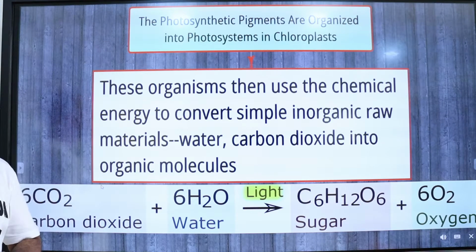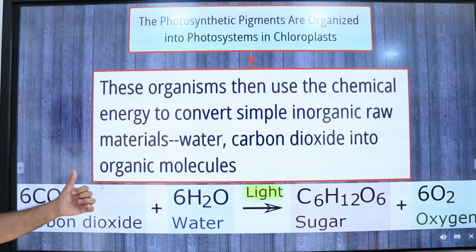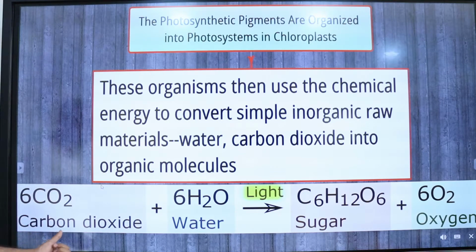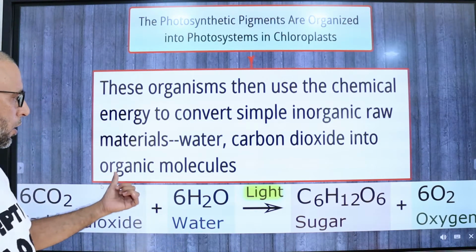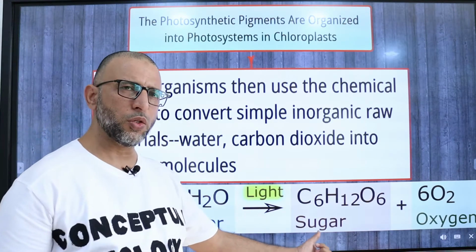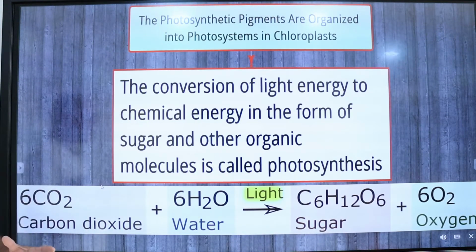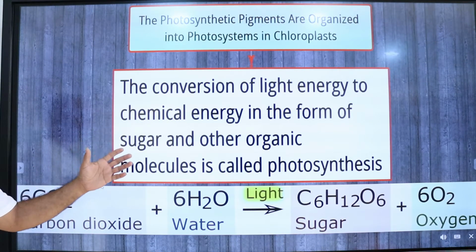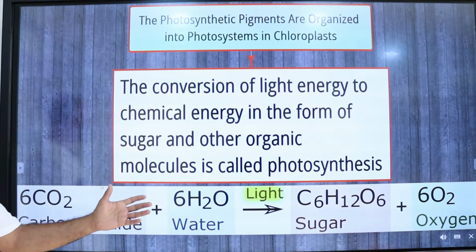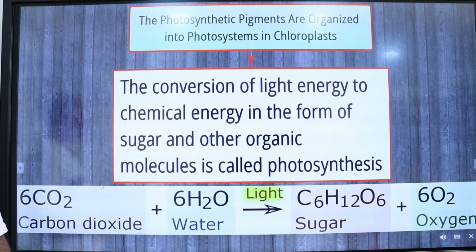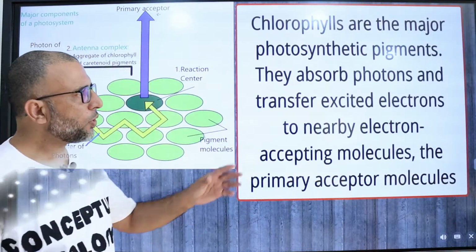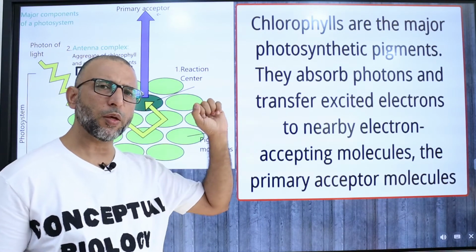These organisms then use the chemical energy to convert simple inorganic raw materials like carbon dioxide and water into organic molecules like sugar. The conversion of light energy into the form of sugar and other organic molecules is called photosynthesis. Chlorophylls are major photosynthetic pigments.